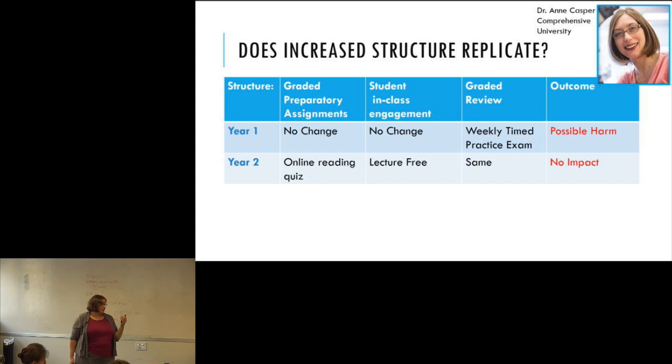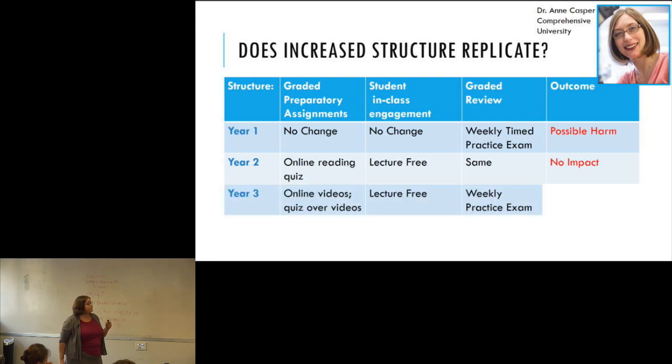So again, we were thinking about this, and we actually ended up looking back at their SAT scores. And the average SAT score at Anne's university was lower than at the University of Washington. And so her hypothesis is that maybe the textbook wasn't approachable for these students. Maybe we needed to teach them how to read the textbook. Honestly, when she said that, she was like, but I can't do that. So what she decided to try instead was online videos. And so instead of reading quizzes, it was quizzes over the content of the videos, still doing lecture-free, still doing the practice exams. And at that point, we started to see an increase in exam performance.